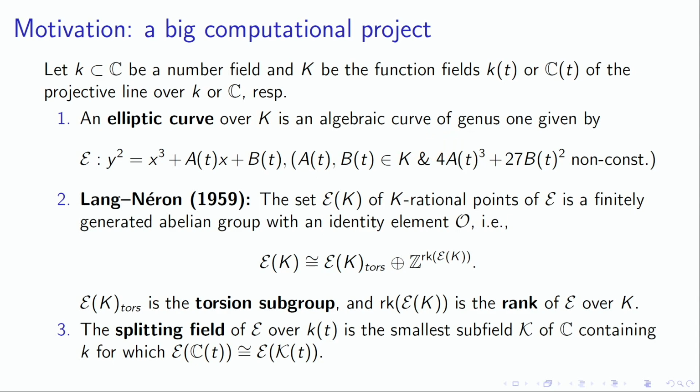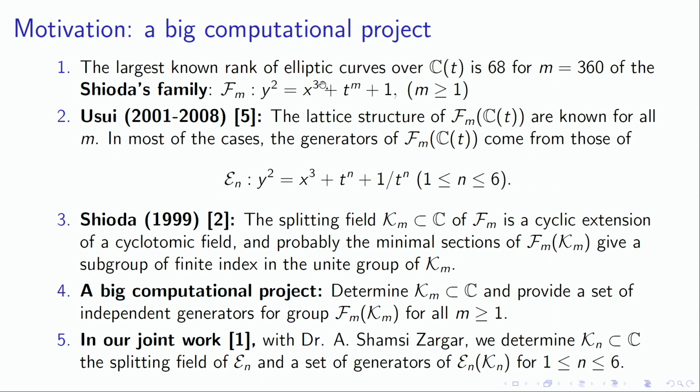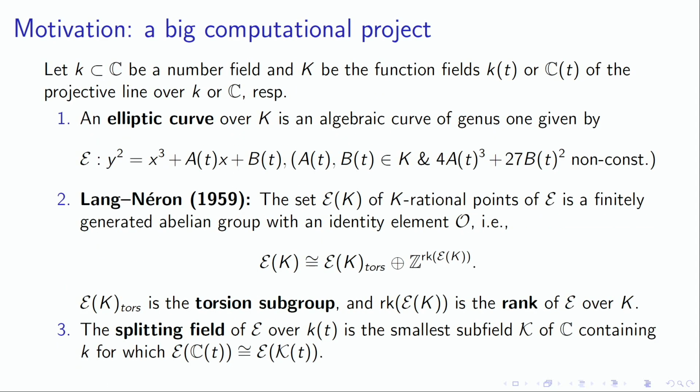So the set of K-rational points is a finitely generated abelian group. This was proved by Lang and Néron. It means that it is isomorphic to a finite group, which is called the torsion group, and some copies of Z. The number of copies is known as the rank of the elliptic curve over K.